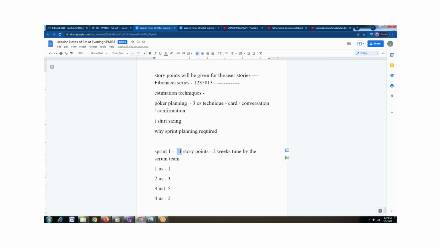Now, on what basis will this be calculated? For example, 11 story points are there and we have 2 weeks of time. How can they calculate it? Here the Scrum Master normally comes into the picture in sprint planning, because being in the role of Scrum Master, you will be involved in sprint planning. For a sprint with 4 user stories and 11 story points to be completed in 2 weeks, what aspects will you take into consideration is the challenge here. What you're going to do as a Scrum Master, I'm going to explain in tomorrow's session.